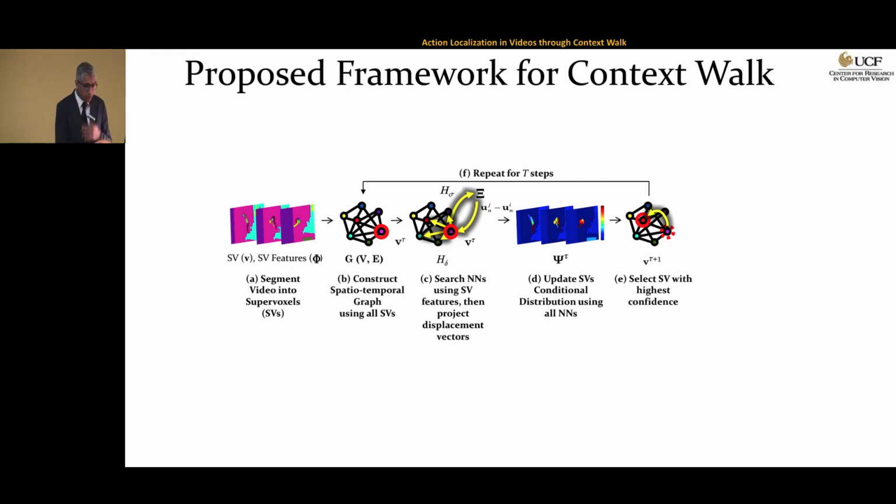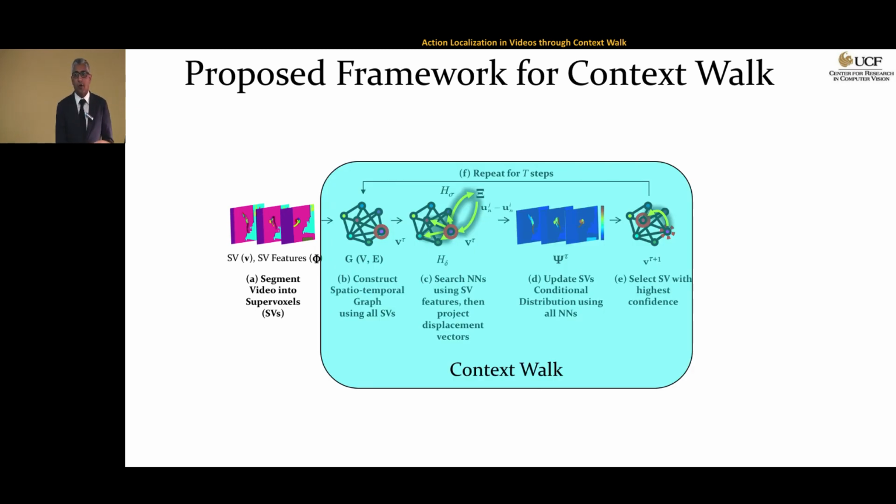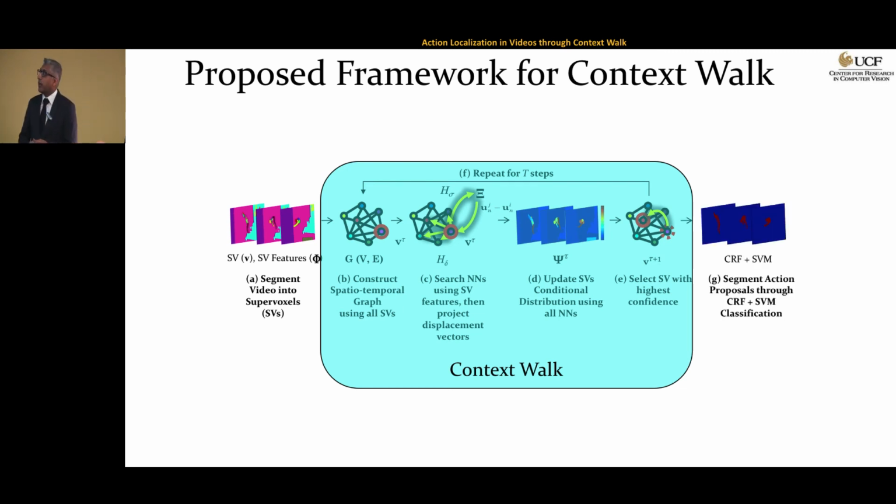Once we have that, then we repeat this entire process where we retrieve neighbors, project those displacement vectors onto our graph, and accumulate all those confidences. Once we have that, that's what we call the context walk on our graph. Now, once we have these conditional distributions all summed up, then we use CRF to label all those supervoxels and then come up with this fine action contour to localize the action. And once we have this localization, then the SVM, the classifier that we learned in our training videos, we use that to classify or recognize what the action is. And in this case, it's diving, so it will label this as diving action.